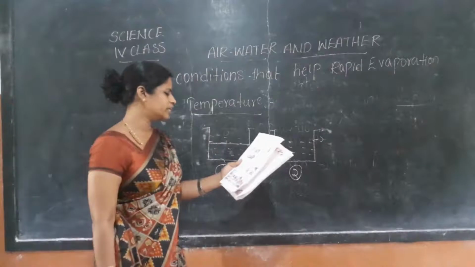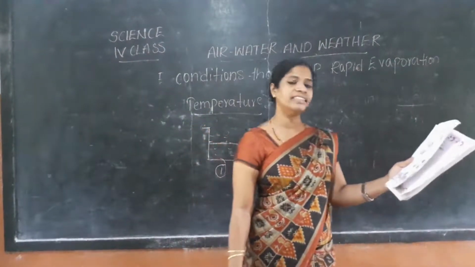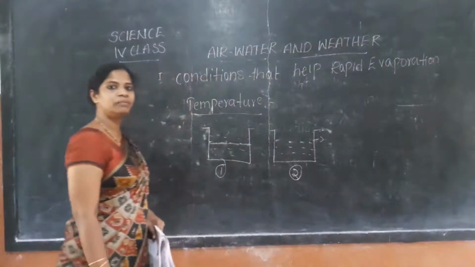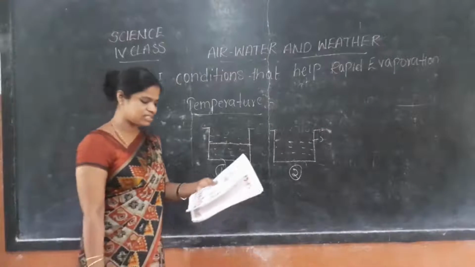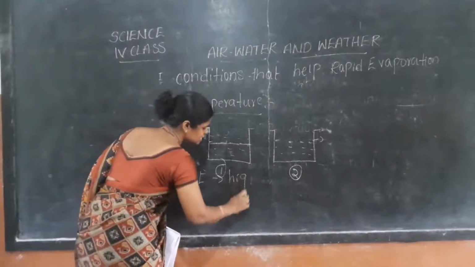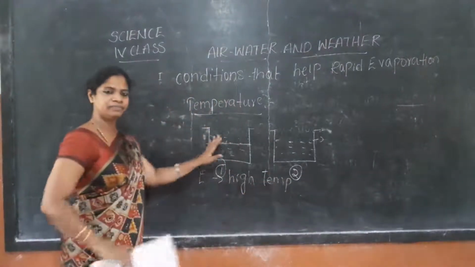Look at the textbook students. When we put clothes to dry, we see that on a sunny day they dry up faster. This proves that evaporation becomes faster when the temperature is higher. Evaporation is faster when there is high temperature. I hope you understood this activity.